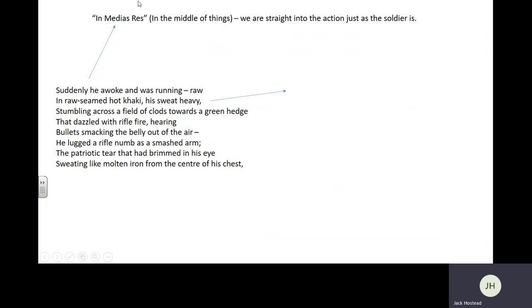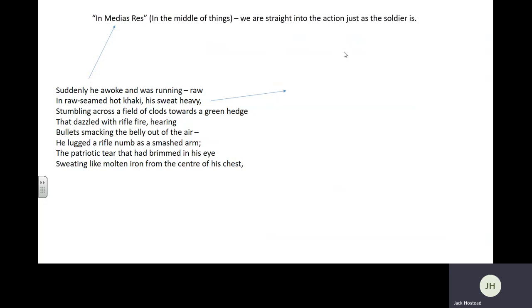So try and learn this term. For your subject terminology, if you're going to talk about this poem, then certainly useful in there. So we're straight into the action, just as the soldier is. So we can see what's going on. We're doing this charge with him.